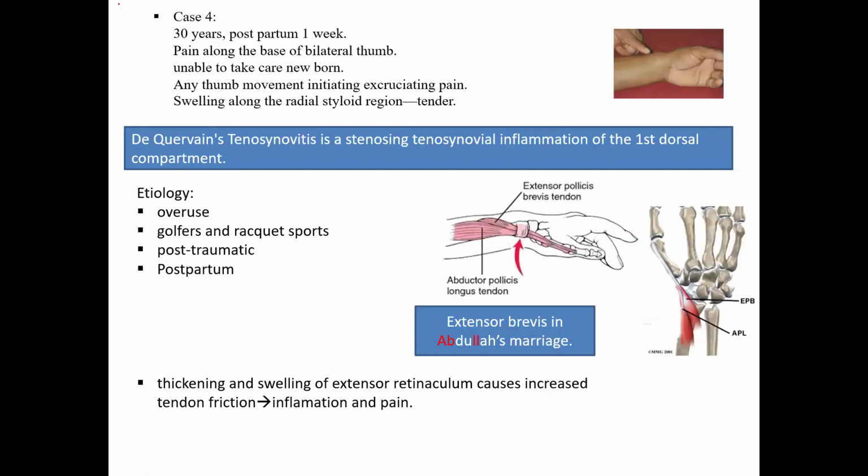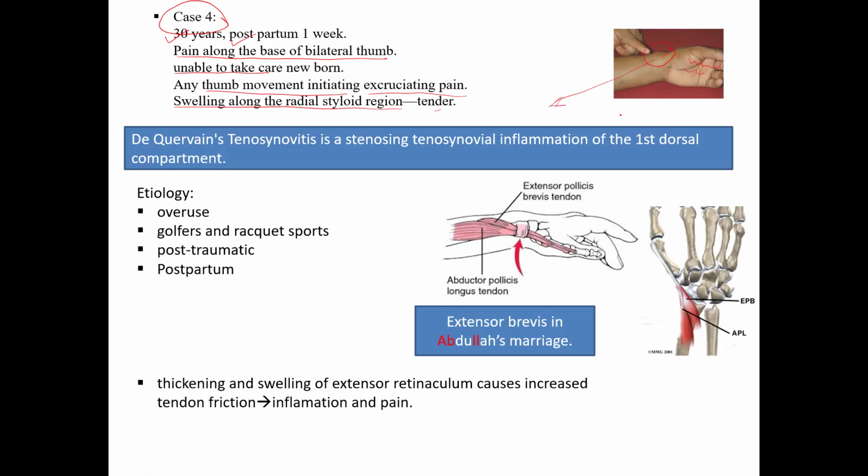Now we have the fourth and last case for today. It's a 30-year-old female patient, one week postpartum. She is complaining of pain along the bilateral thumb base. She is unable to take care of the newborn, and any thumb movement initiates excruciating pain along the thumb. She also complains of some swelling around the radial styloid region, which is very tender. If you see here, this is the point.